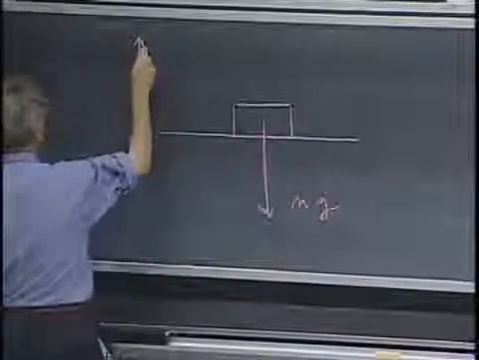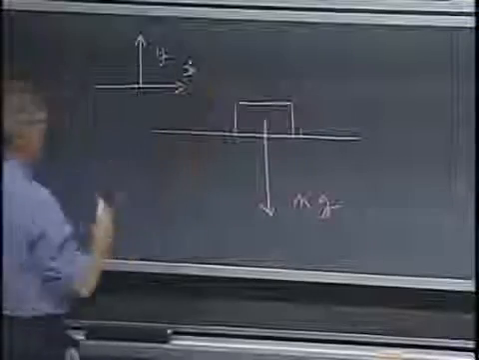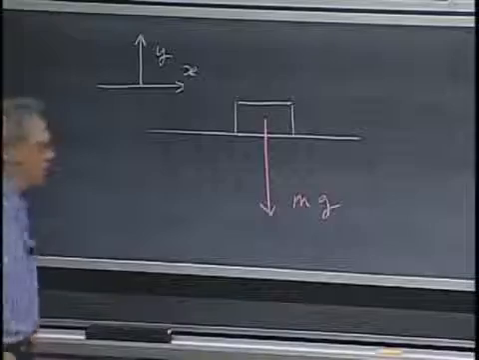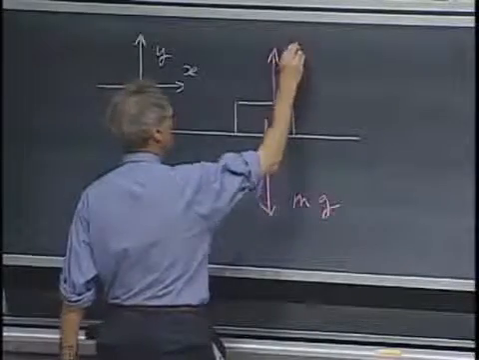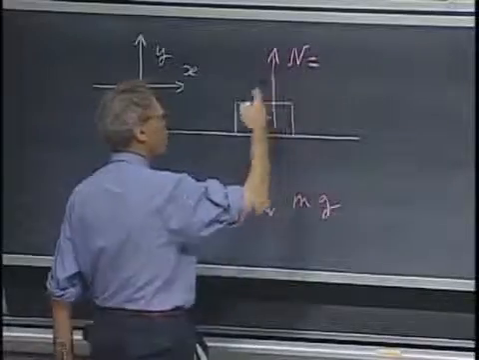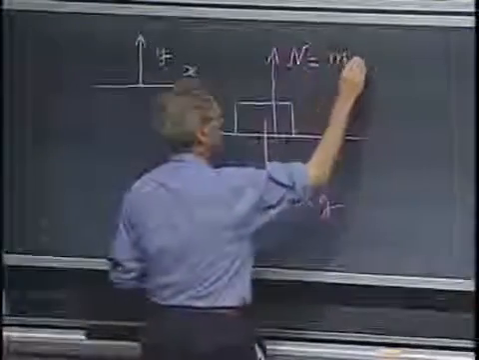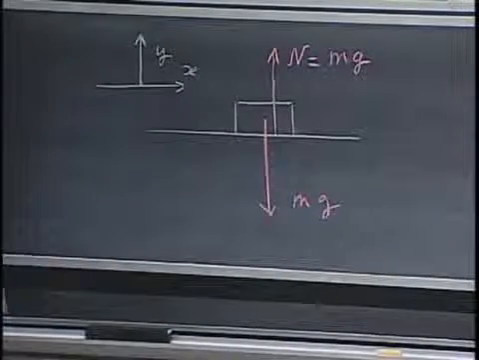This is the y direction. This could be the x direction. There must be a force pushing upwards from the surface to cancel out mg because there's no acceleration in the y direction. We normally call that the normal force because it's normal to this surface, and it must be the same as mg, otherwise there would be an acceleration in the y direction.